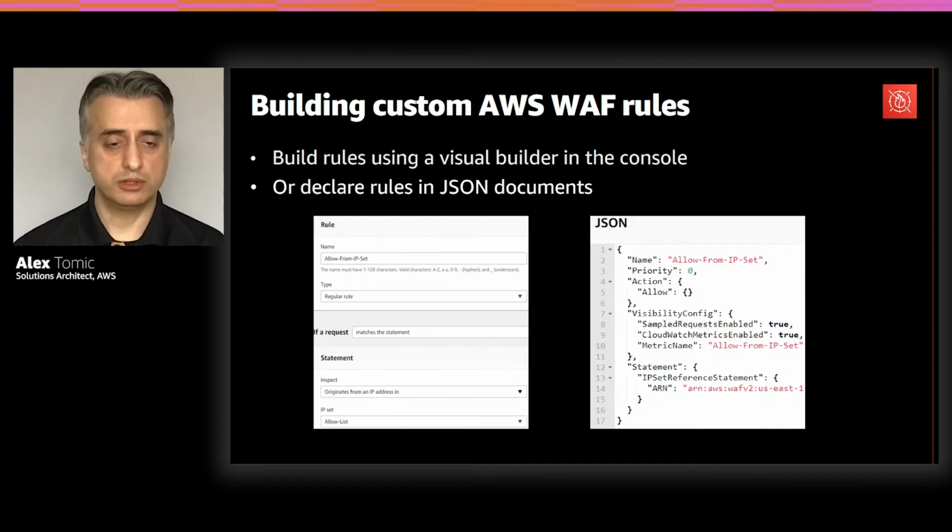Now, you can also declare rules using JSON documents. That enables creation of more complex rules, and also it allows for integration with your source control following the infrastructure as code principles. This JSON document that you see on the right-hand side is the same as the rule that we built in the console on the left side, and they're both allowing access from an IP set.